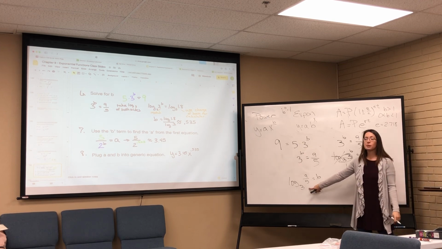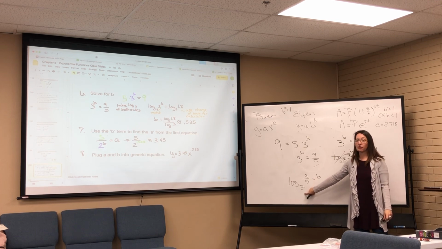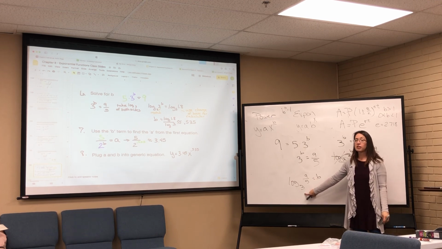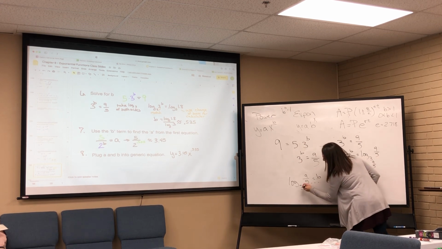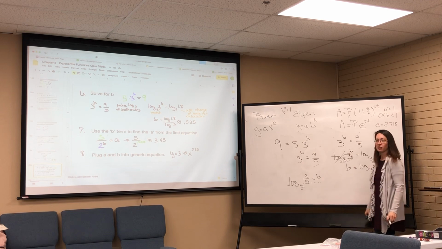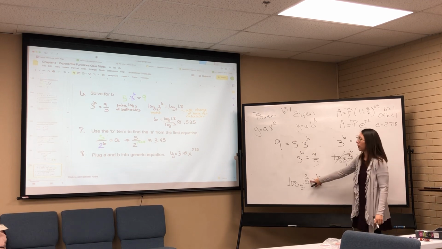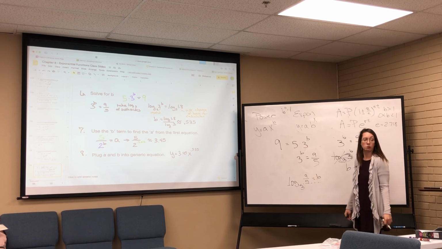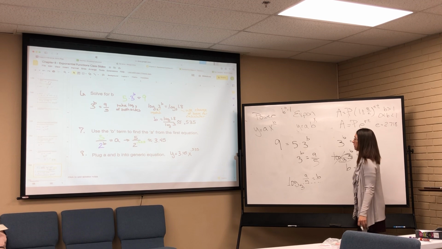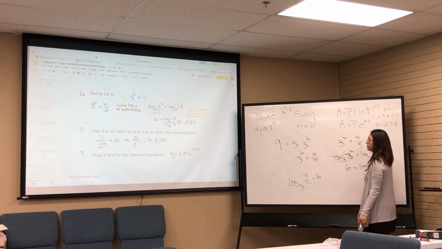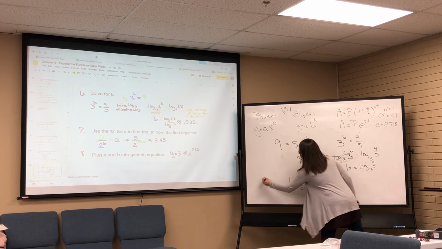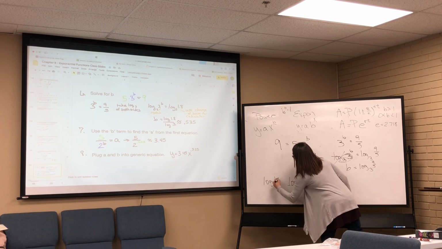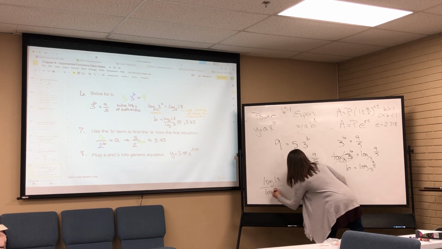Okay, I want to use my calculator. We can't use our calculator directly because we have a 3 on the bottom. So there was that change of base formula that said we're just going to put that division line right through there. 9/5, we can go ahead and use our calculator and get 1.8. And so we've got log of 1.8 over log of 3.